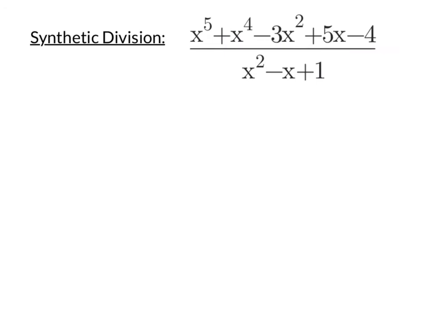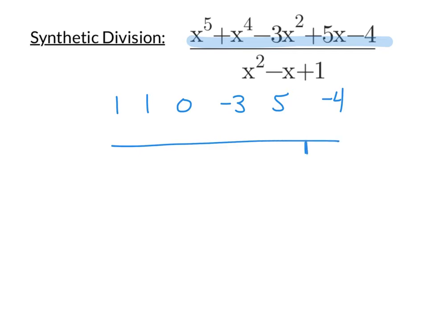Now, as that division gets more complicated, we try to do the same thing, where we lay out all of the coefficients of the numerator, which are 1x to the 5th, 1x to the 4th. Since there are no x to the 3rd terms, we do have to use a 0 there. Negative 3x squared, 5x, and a negative 4. So we'd put our long line here, here's our remainder, and we need a box.